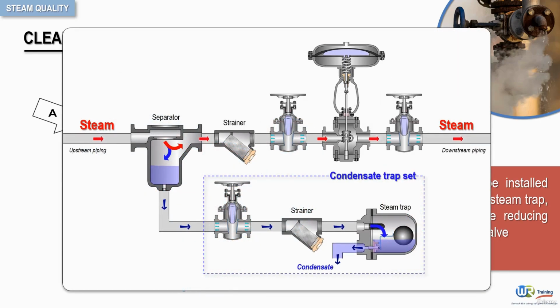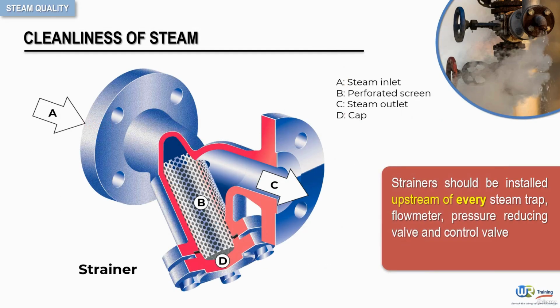In this steam pressure reducing station, two strainers are used, one upstream of the control valve and a second one upstream of the steam trap. In a strainer, steam flows from the inlet through the perforated screen to the outlet, while steam and water will pass readily through the screen. Dirt will be arrested, as seen here. The cap can be removed, allowing the screen to be withdrawn and cleaned at regular intervals.